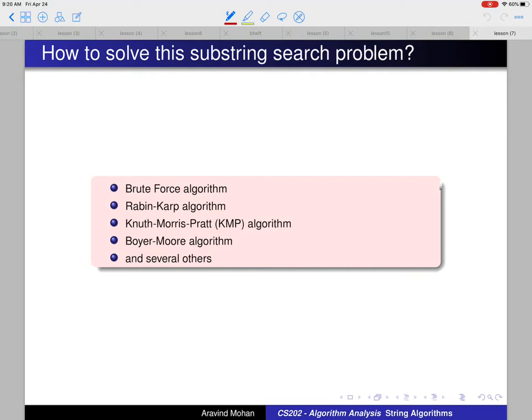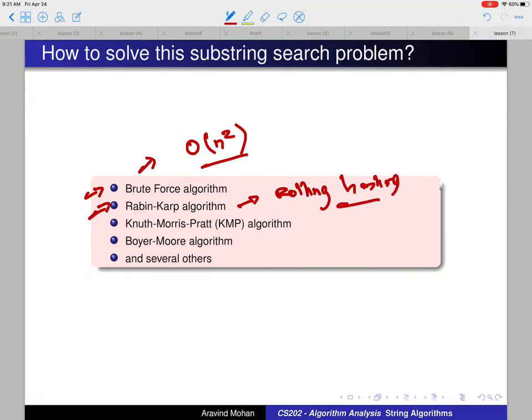Okay, so how can we solve such a problem, right? It's a very important problem here, the substring search problem. How can we solve it? Are there any algorithms that let us solve this? So there are a variety of algorithms. The first one being brute force, which is the most inefficient one, which runs in quadratic time. And then you have the Rabin-Karp algorithm, which is again an efficient one, and it uses a technique called rolling hashing.